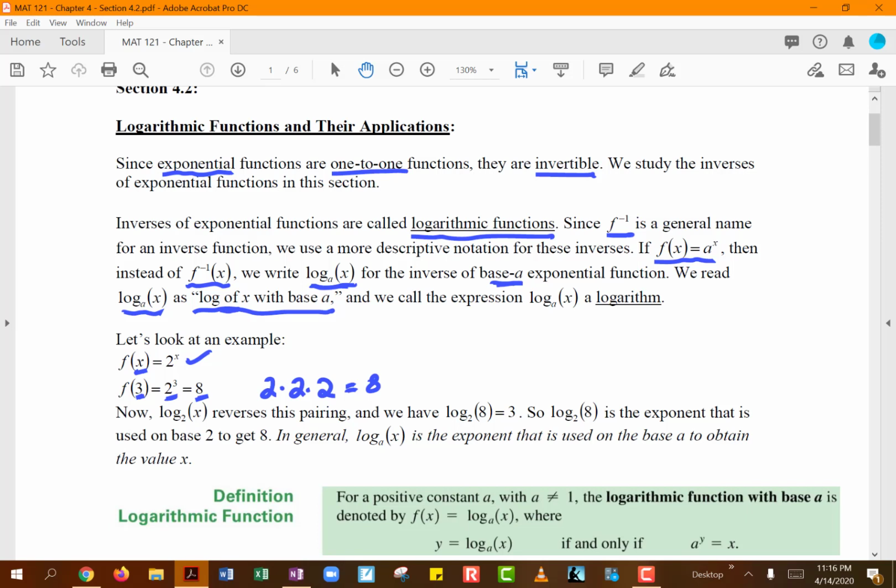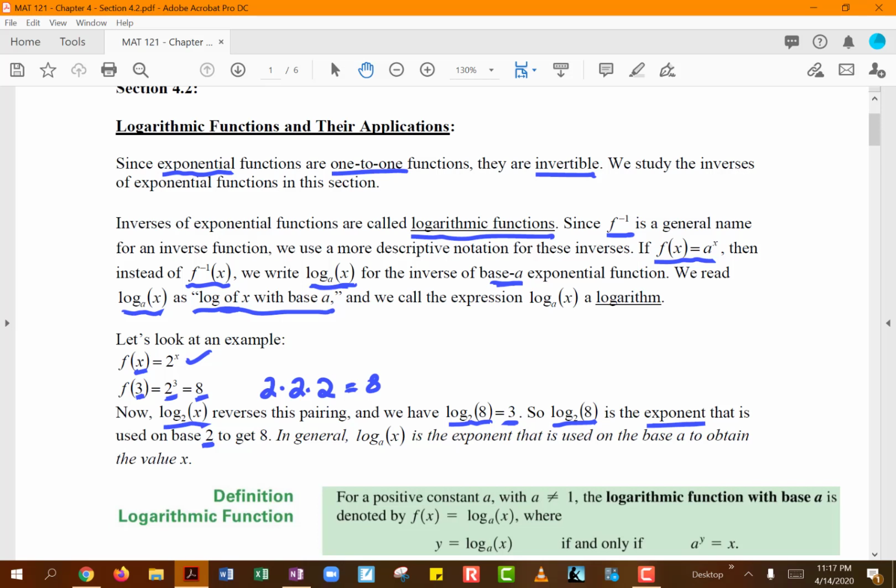Now, if we wanted to find the inverse for this pairing, right, that's where the log base 2 will come in. So you have log of x with base 2. So the way you write this is actually you have log of 8 with base 2 is going to equal 3. So we're basically saying log of 8 with base 2 is going to be the exponent that you basically raise your base 2 to get your number 8, right?